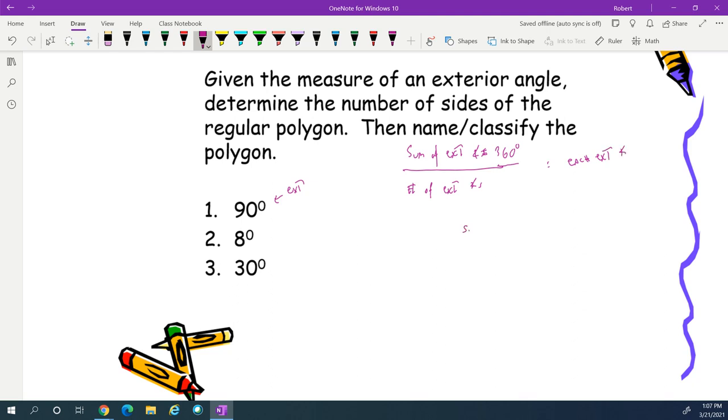If we take the sum and divide by each angle, that would tell us the number of angles. So 360 divided by 90 tells me that there are 4 exterior angles, which means there's 4 sides, which means this is a quadrilateral.